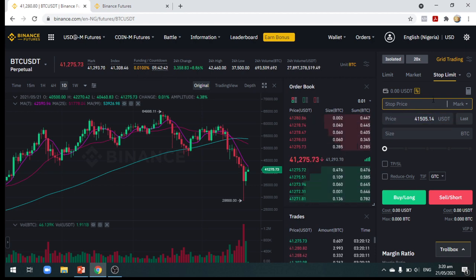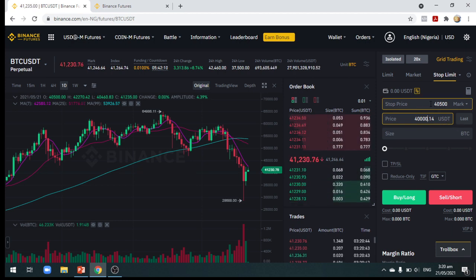Once the stop price is reached, a limit order is triggered. So you can put a stop price that when the price of BTC falls down to 40,500, then a limit order should be placed to buy BTC at 40,000. Okay, so basically that is how it works.